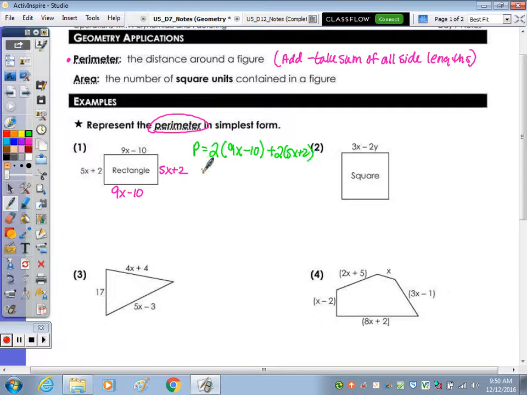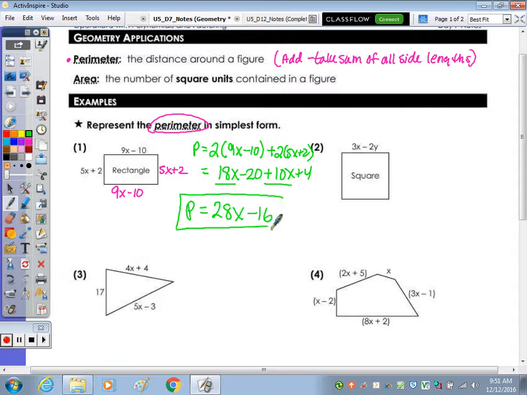So double 9x minus 10, we get 18x minus 20, and then double 5x plus 2, we get 10x plus 4. Combining the like terms, the perimeter represented algebraically, or in terms of x: 18 plus 10 is 28, and then negative 20 plus 4 is negative 16.